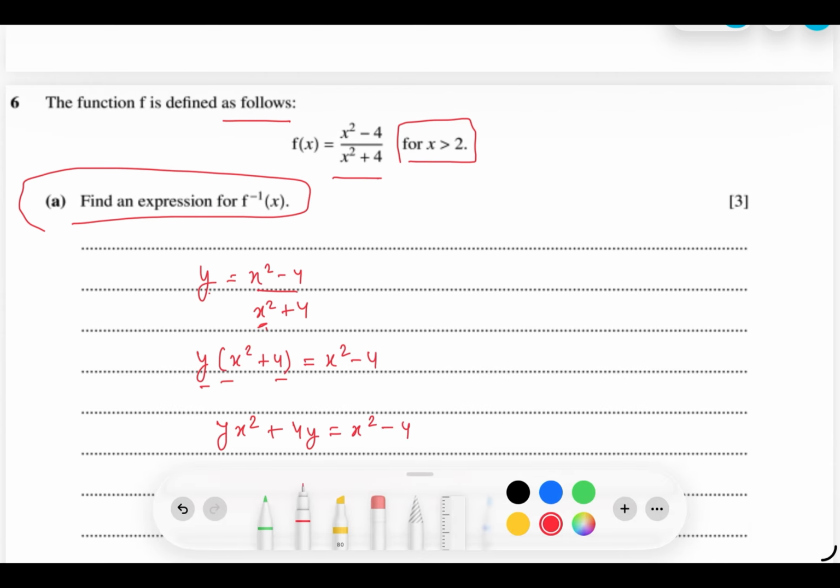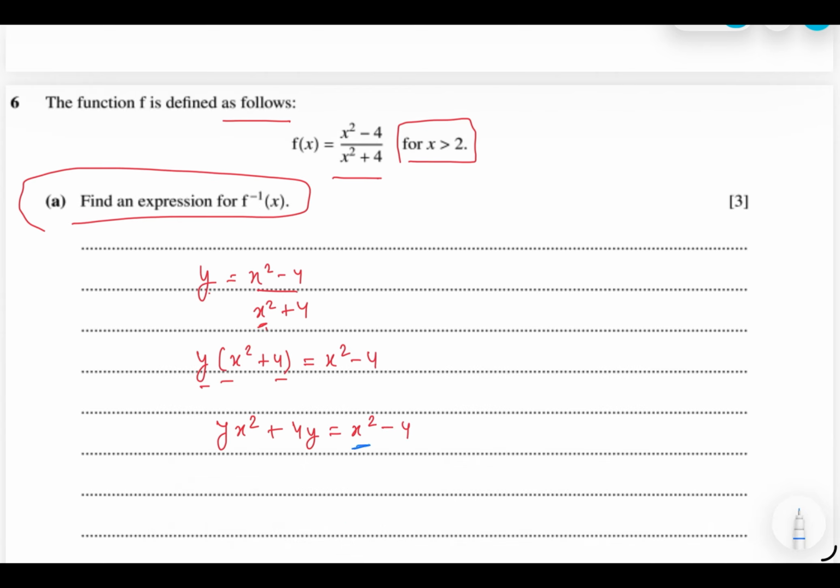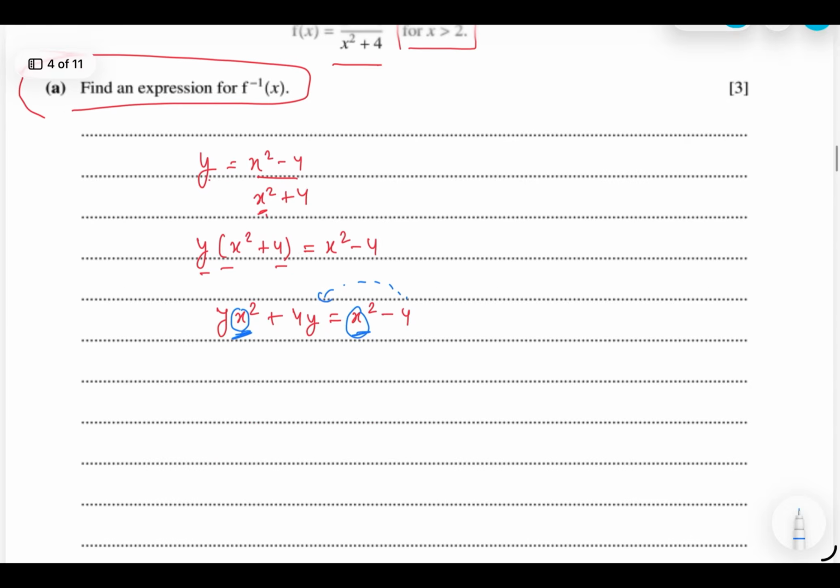Now we have to make x the subject, right? So keep the x terms to one side. These are the terms with x, see? These two. Keep them on one side and the rest on the other. So I will send 4 over here. It would become 4y plus 4 equals x square minus y x square. Now tell me, can I take x square as common? Yes, sir, you can. So 4y plus 4 equals x square times (1 minus y).